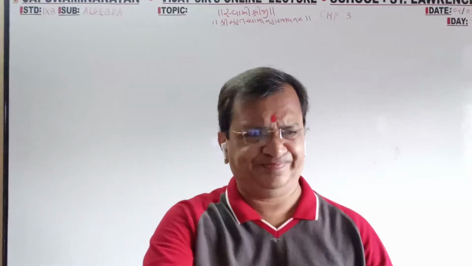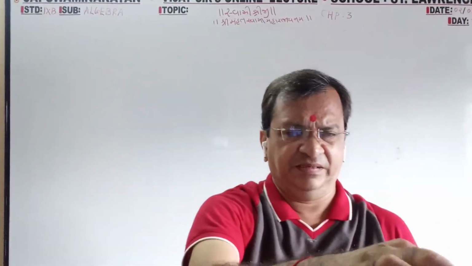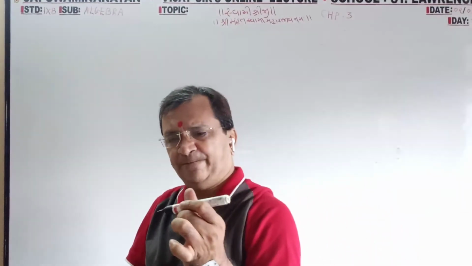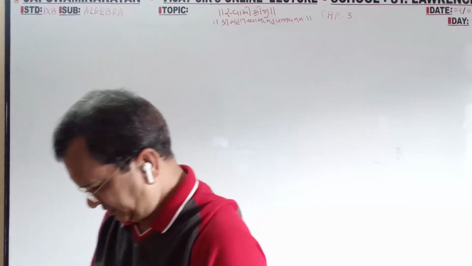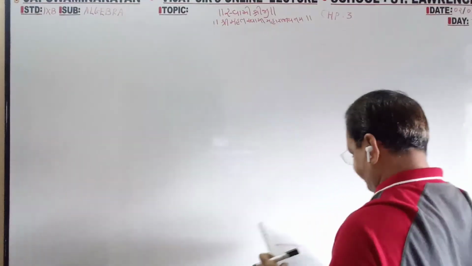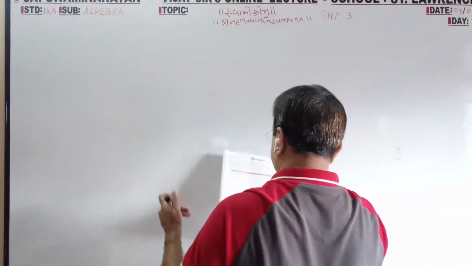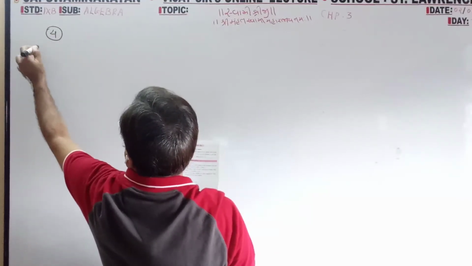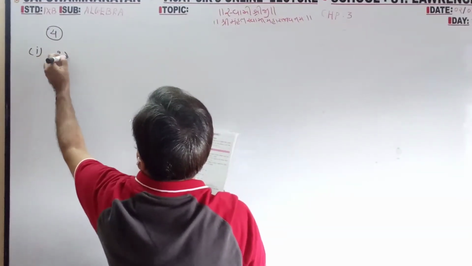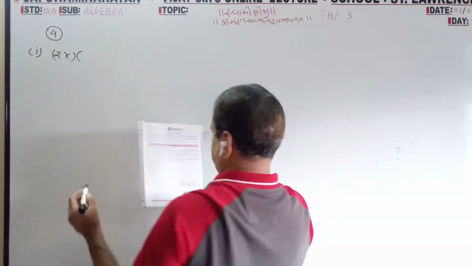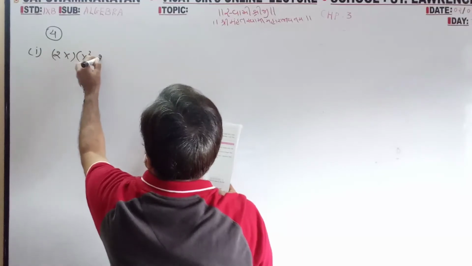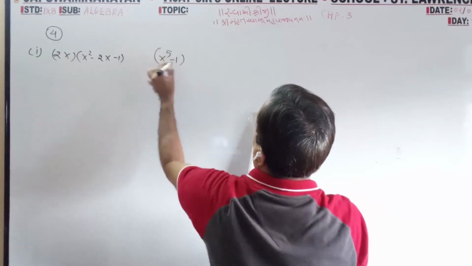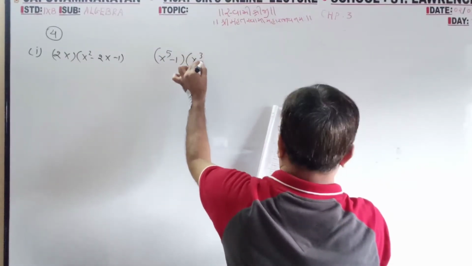Next, product. 2x, x square, 2x minus 1, x raised to 5, x cube.